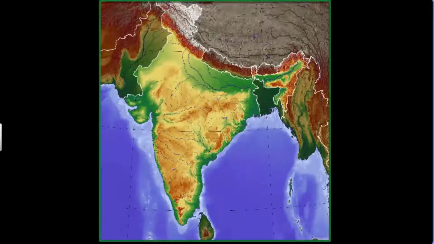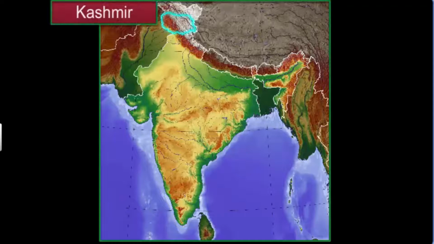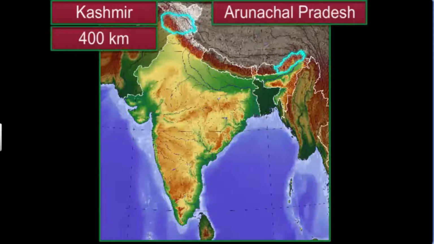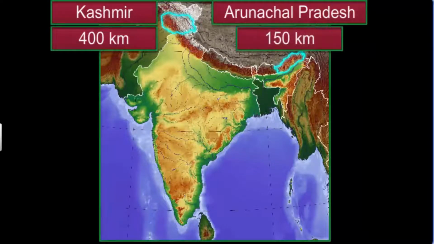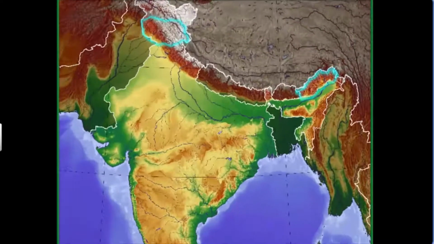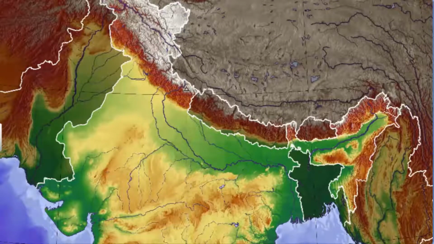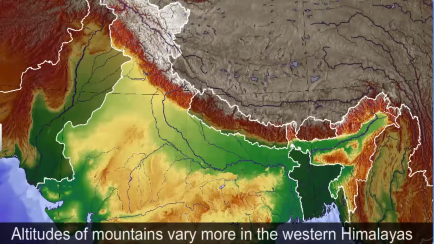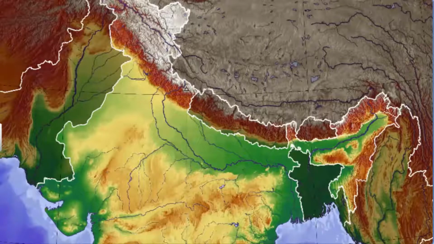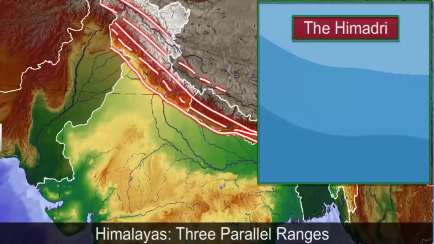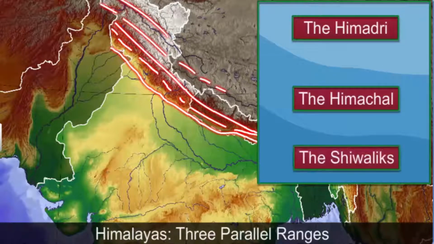For instance, in Kashmir, the range is 400 kilometers wide, while in Arunachal Pradesh, the width decreases to 150 kilometers. If you compare the eastern and the western halves of the range, then you will find considerably more difference in the altitudes of various mountains in the western half. The Himalayas are formed from 3 parallel ranges of mountains: the Himadri, the Himachal, and the Shiwaliks. Several valleys lie between these mountain ranges.